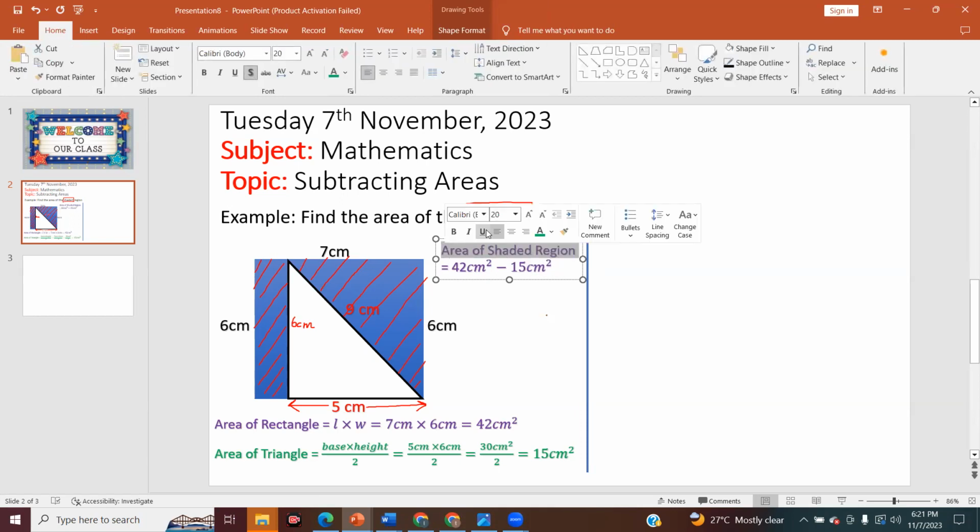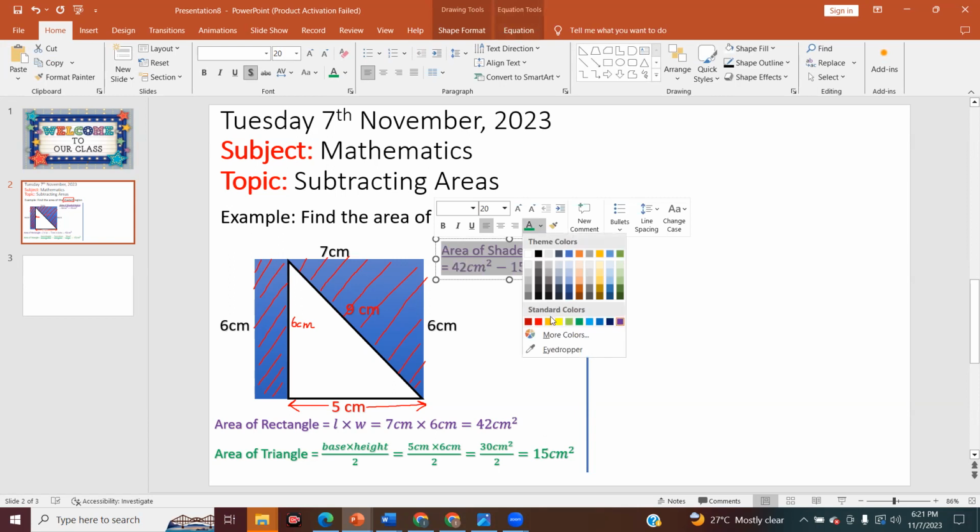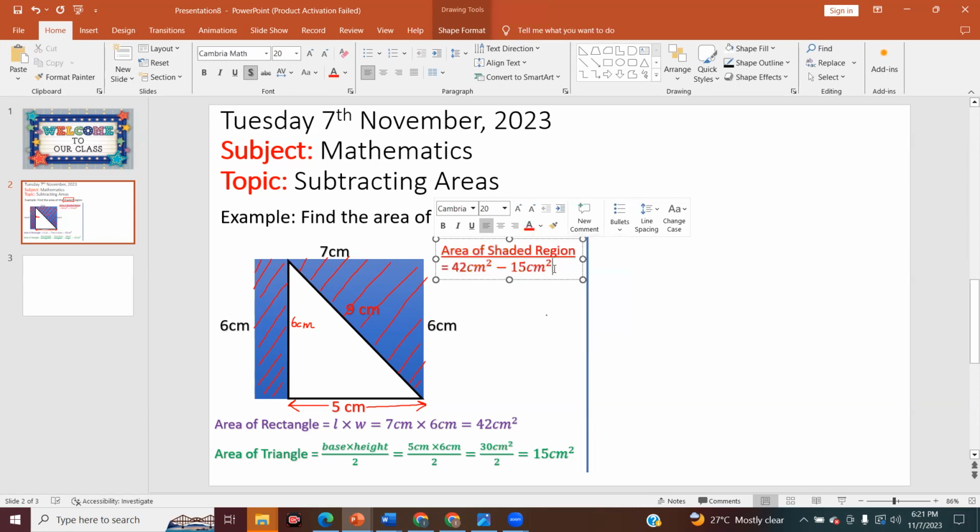By the way, let me underline it. So now, what is 42 minus 15? 37. 27 centimeters. 27 or 37? 27. 37 centimeters squared. 37 or 27? 27. 27 centimeters squared. It's 27. 27, very good.